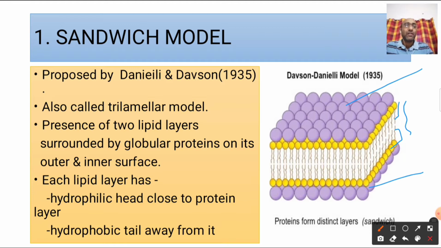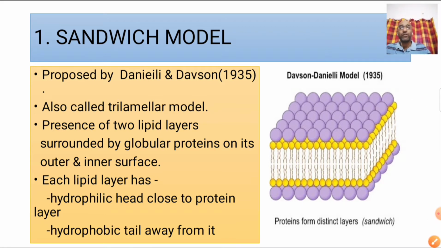Now in the lipid diagram, there is a yellow structure and a tail-like structure. The yellow part is called the head, and it is hydrophilic in nature, close to the protein. And the tails of the two layers face each other and form the inner core of the membrane.